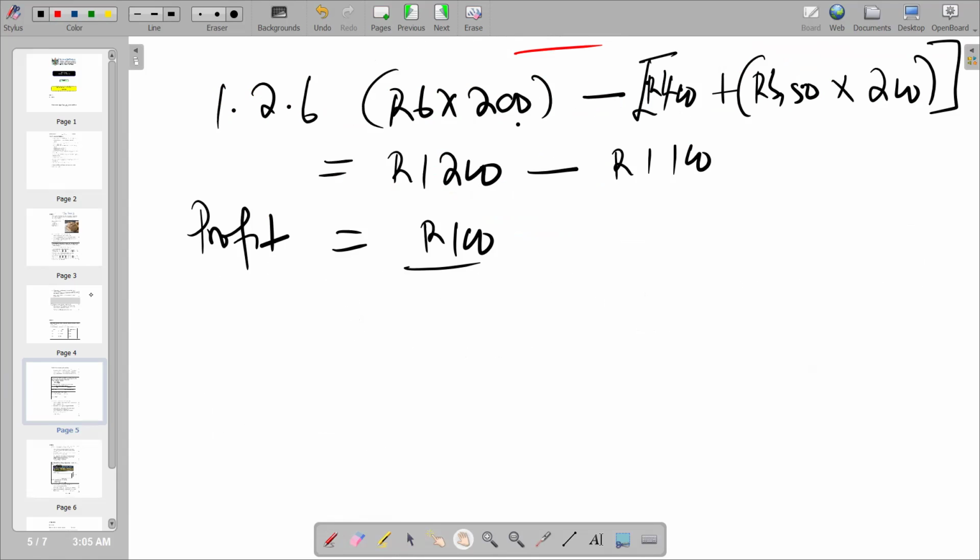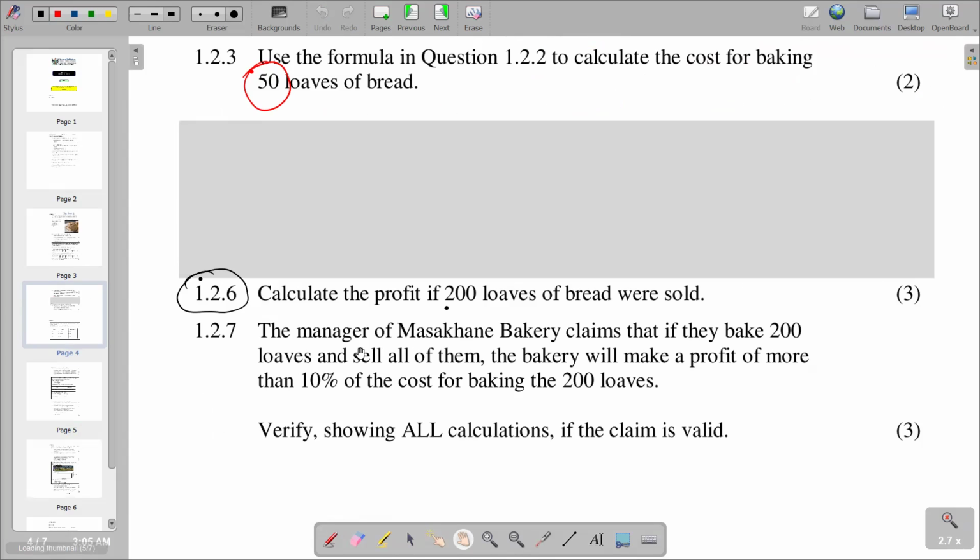And then we can move on to the next question, which says if the manager of Masekani Bakery claims that if they bake 200 loaves and sell all of them, the baker will make a profit of more than 10% of the costs for baking the 200 loaves. So obviously the profit, we've got 100, and we say we want to see the percentage of the profit of the costs, and we see if it will be more than 10%. So we can say 100, which is our profit.